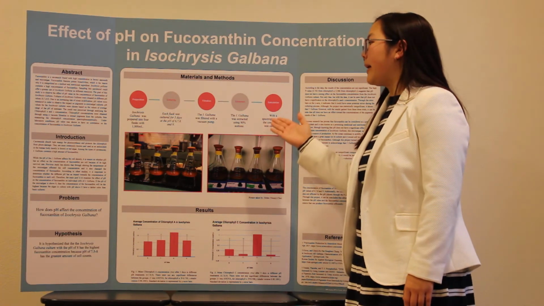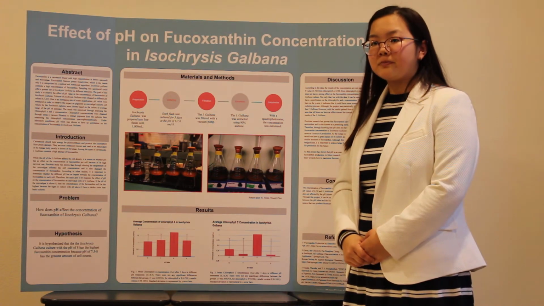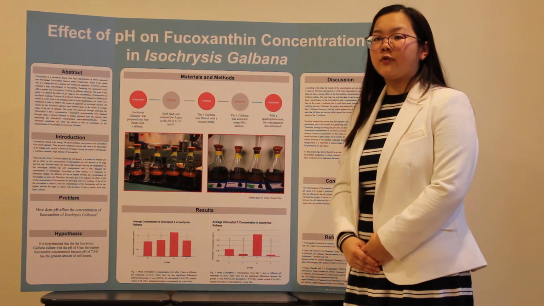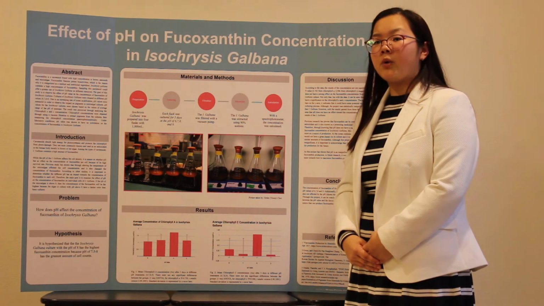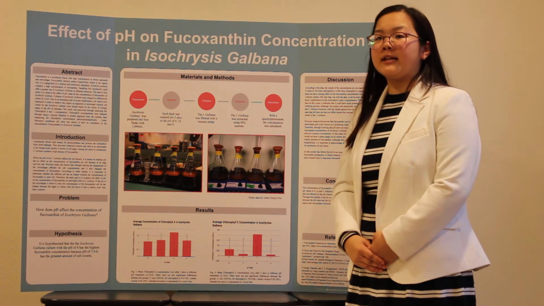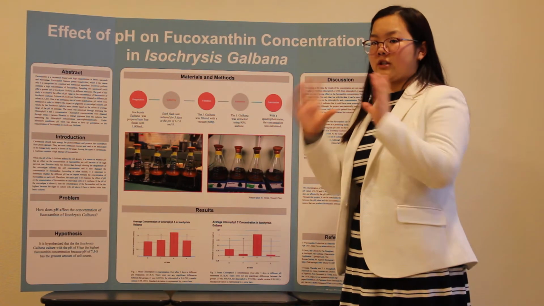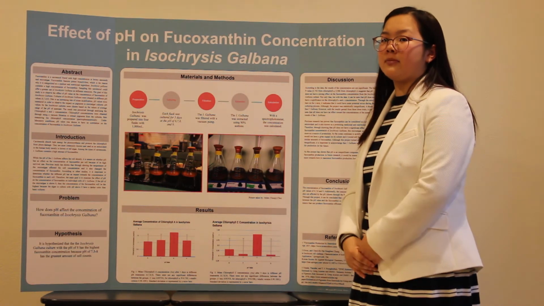The Isochrysis gabana was extracted using 90% analytical acetone. Those cultures were centrifuged for 15 minutes at 3,000 RPM. Those cultures were then used under a spectrophotometer with specific wavelengths that are instructed in the research papers. And after that, with the absorbances, the calculation process comes here.